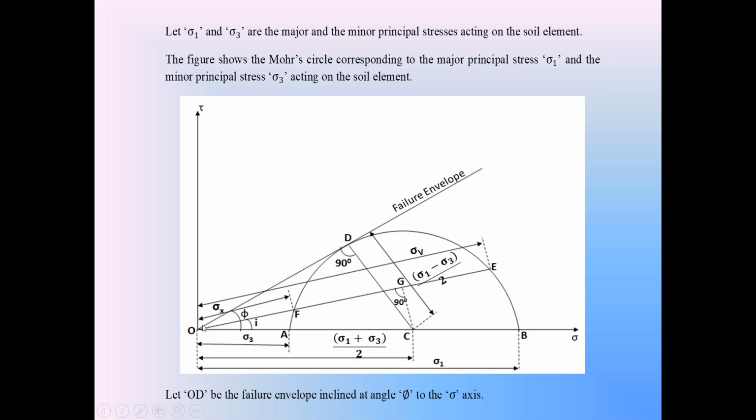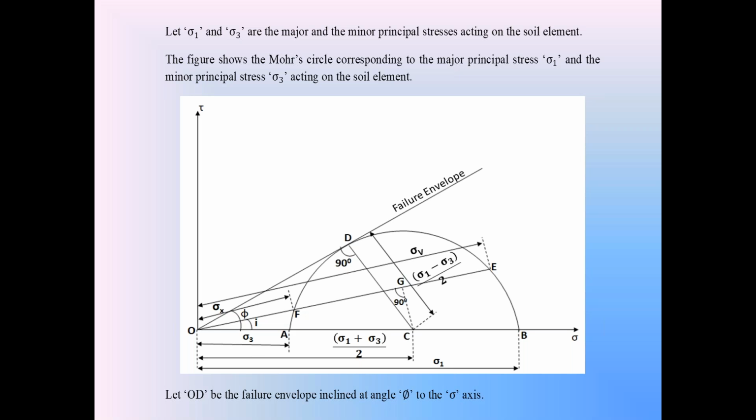This is the failure surface for the cohesionless soil. We know that in cohesionless soil, the failure surface makes an angle phi with the x-axis. On the x-axis, we consider the normal stress acting on the soil element. On the y-axis, we consider the shear stress. The soil element is subjected to the principal normal stresses sigma 1 and sigma 3. So in this diagram, OA indicates the principal stress sigma 3, and OB indicates the principal stress sigma 1 acting on the soil element.